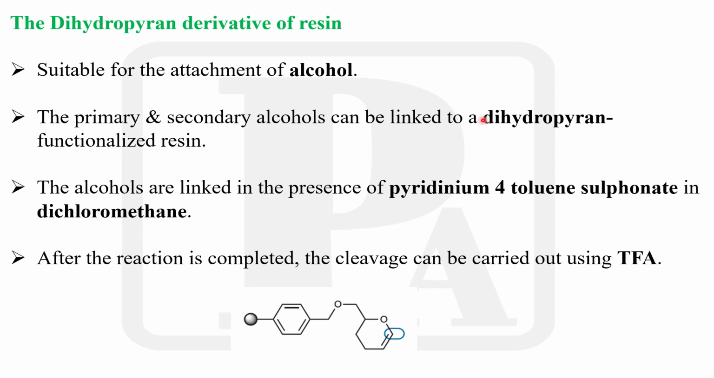So the last one is the dihydropyran derivative of resin. This is mainly suitable for alcohols. Primary or secondary alcohols are linked to this resin. What is it? That is the dihydropyran derivative of resin. Alcohols are linked in the presence of pyridinium 4-toluenesulfonate in dichloromethane. After the reaction is over, it should be cleaved by using TFA. So this is the structure of the dihydropyran derivative of resin.